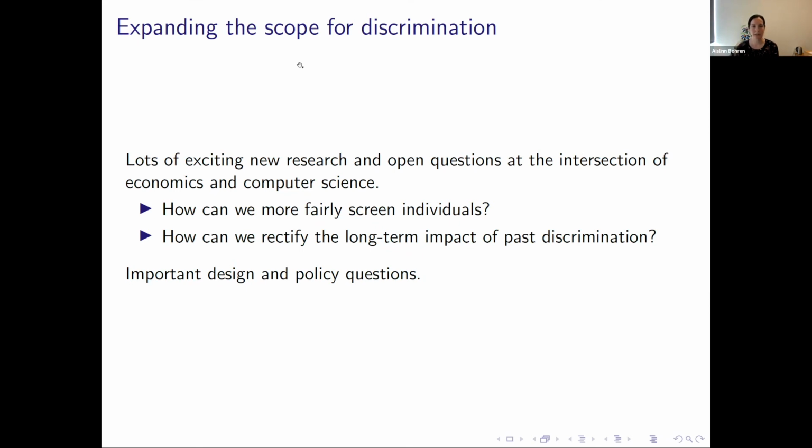And so all it says is that there's a lot of exciting new research and open questions at the intersection of economics and computer science in terms of how we can fairly screen individuals and rectify the long-term impact of past discrimination stemming from systemic forces. And so there's a lot of important design and policy questions, both theoretically and empirically, related to thinking about these broader notions of discrimination within economics, and also, nicely connected to a lot of the algorithmic work in computer science. So I'll stop here.